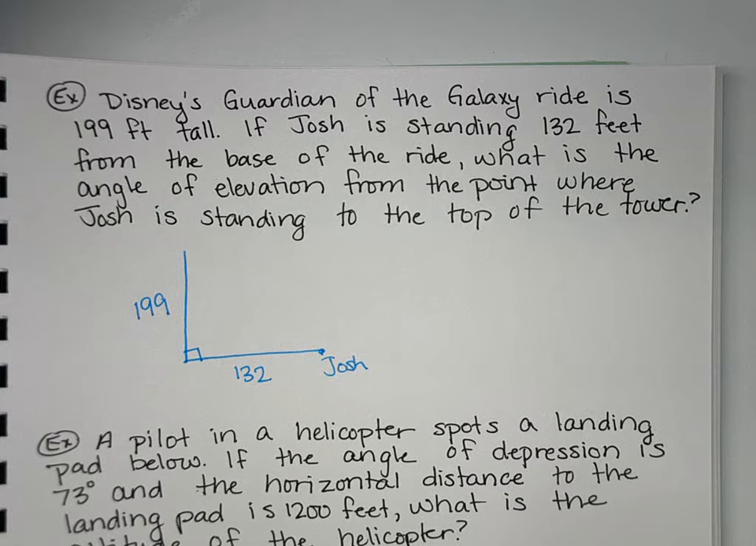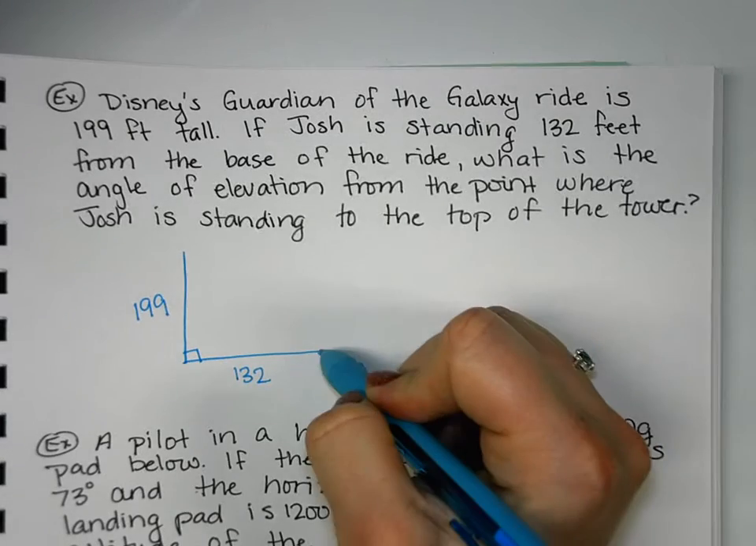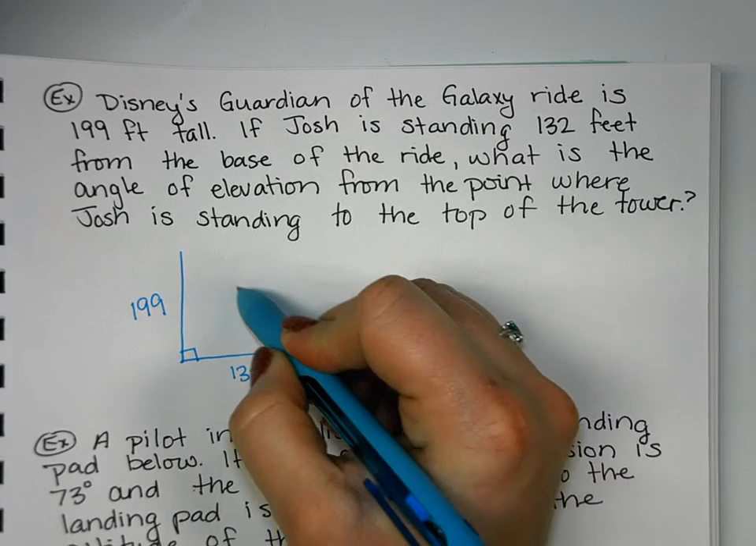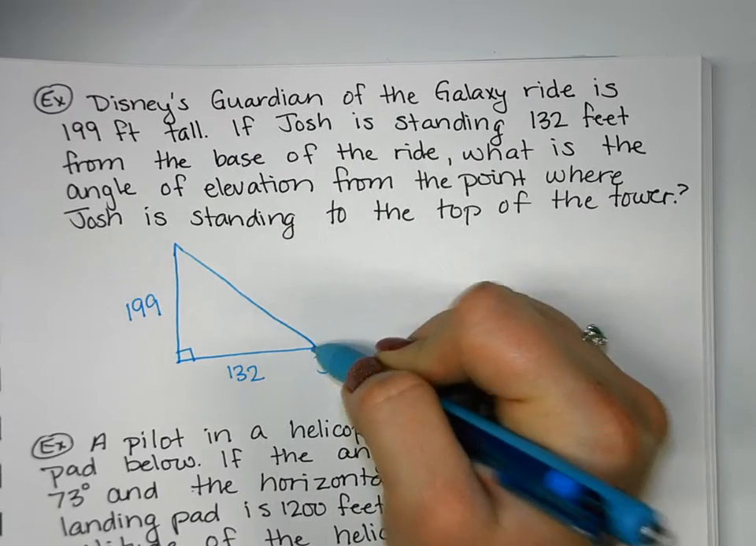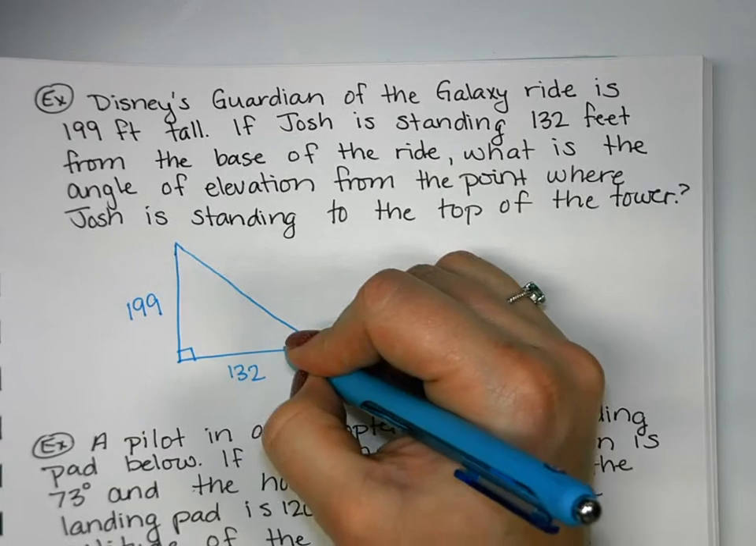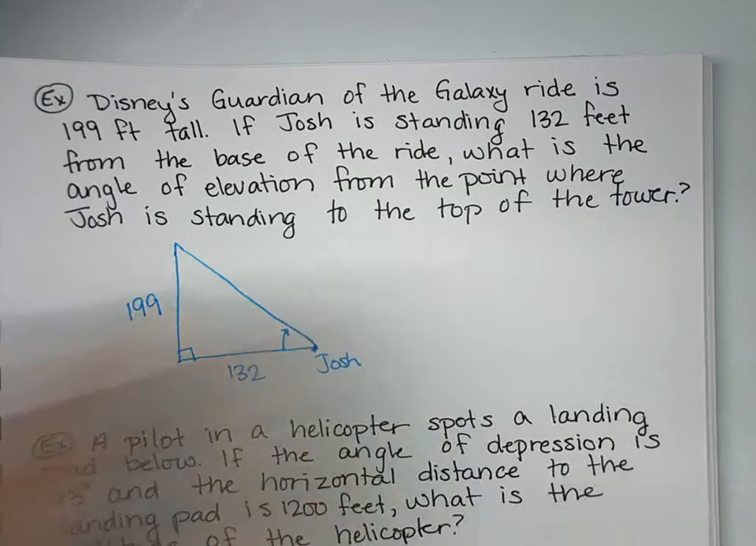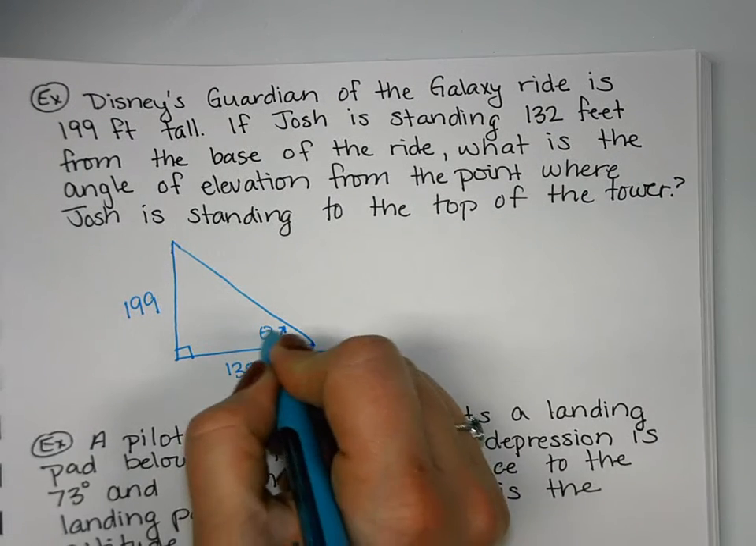What is the angle of elevation from the point where Josh is standing to the top of the tower? So what is the angle of elevation from Josh to the top of the tower? So in other words, how high from the horizontal, how many degrees do we have to go to get to the top of the tower? This is the angle it wants us to find.